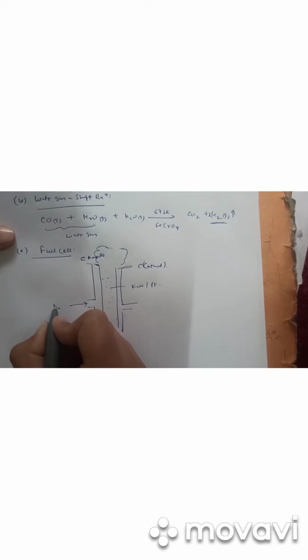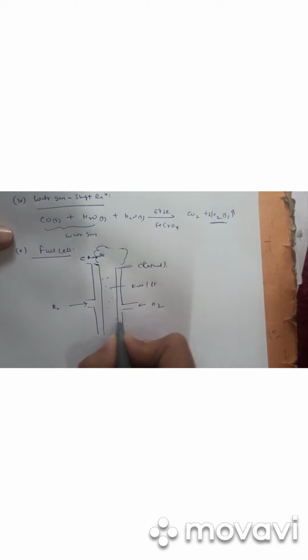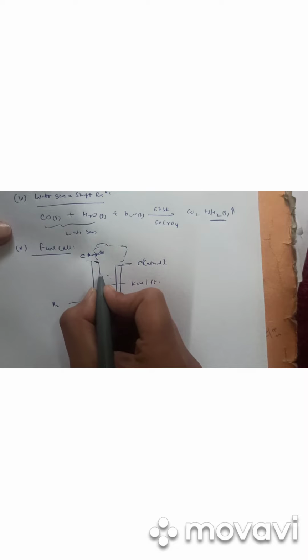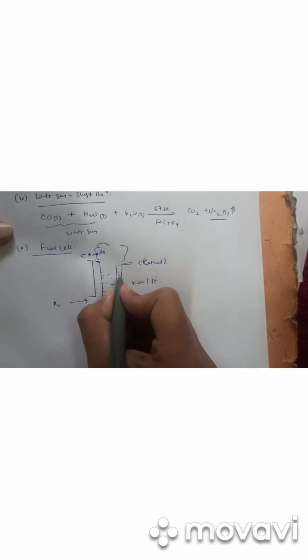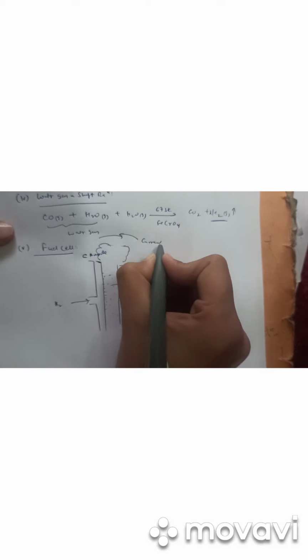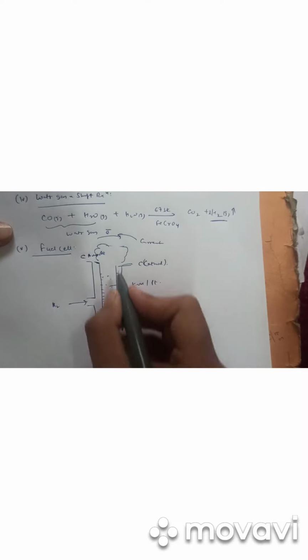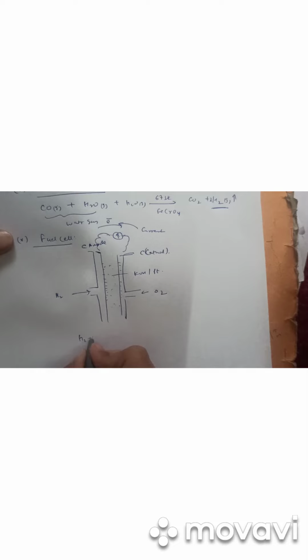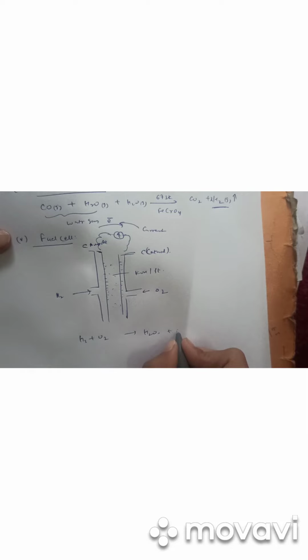Hydrogen from the left side and oxygen from the right side is allowed to pass through the steam, and because of the redox reaction between hydrogen and oxygen, the flow of electrons takes place from the perforated anodic side to the cathodic side, and the current starts flowing in the opposite direction, which results in production of electricity. Okay, so it is a pollution free method because hydrogen and oxygen give rise to water plus electrical energy.